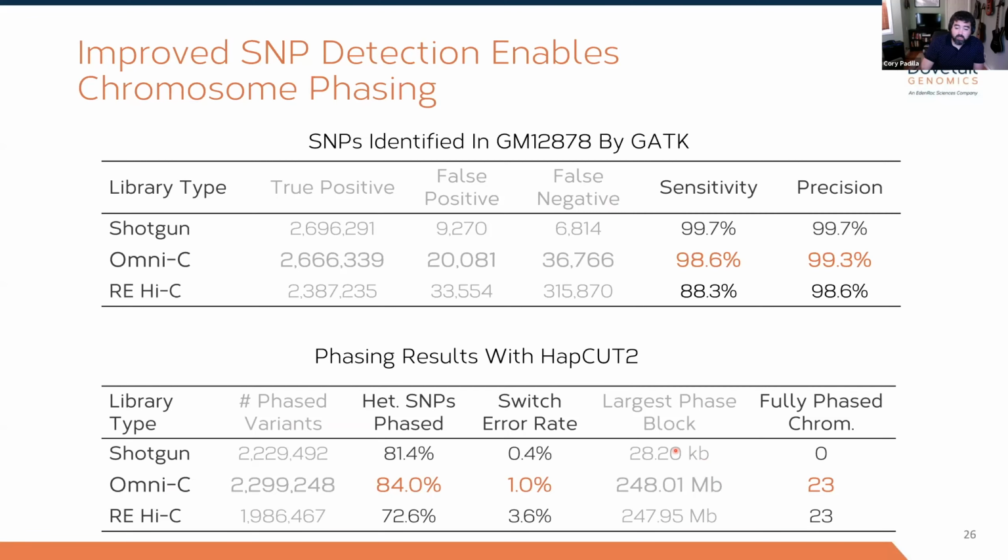But the thing to note here is that, yes, the shotgun data gives you a lower switch error rate. Omni-C is about 1%, but if you were to use a restriction enzyme-based approach to phase, your error goes up to over 3.5%. And that's because Omni-C catches more SNPs because we're not piling reads over restriction fragments. We're just piling the reads over the genome fairly uniformly. So we can detect those heterozygous SNPs, and then with that long-range information, we can build these nice long phase blocks.